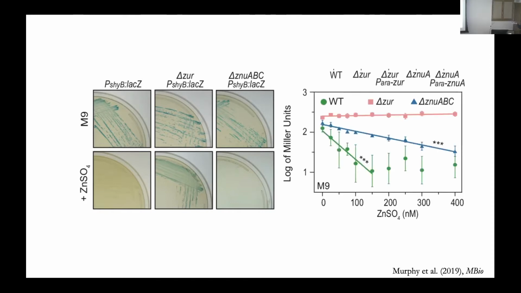And we can also quantify all this. So again, in the wild type, you can effectively shut down ShyB promoter activity by addition of zinc. You cannot do that in delta Zur, of course, because the repressor is gone. And in delta ZnuABC, now relying on zinc import by this low affinity transporter, the kinetics are a bit less steep than for the wild type.